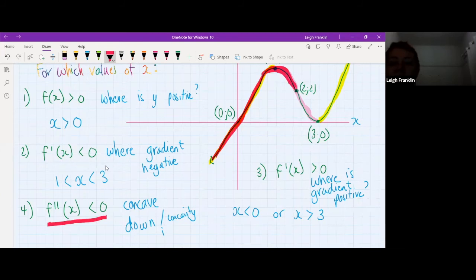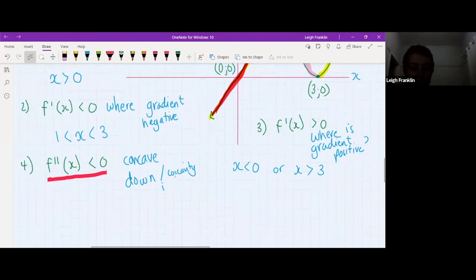Okay, concave down. So in other words, if we took an x value that was smaller than 2 and we subbed it into the second derivative, we would get a negative answer.